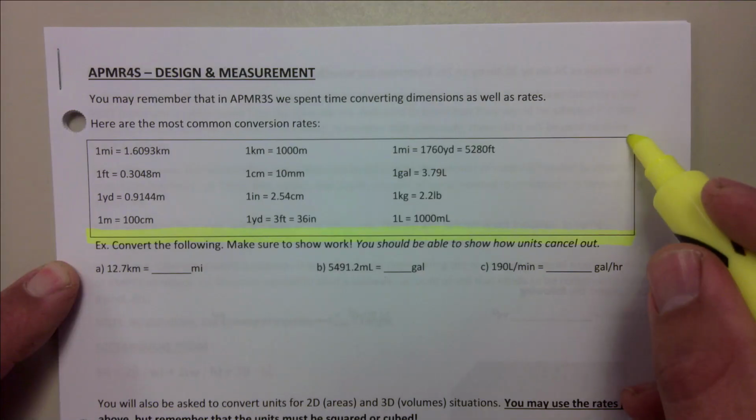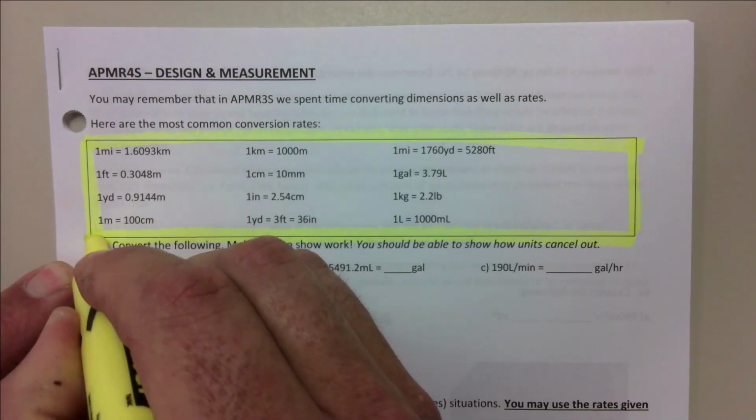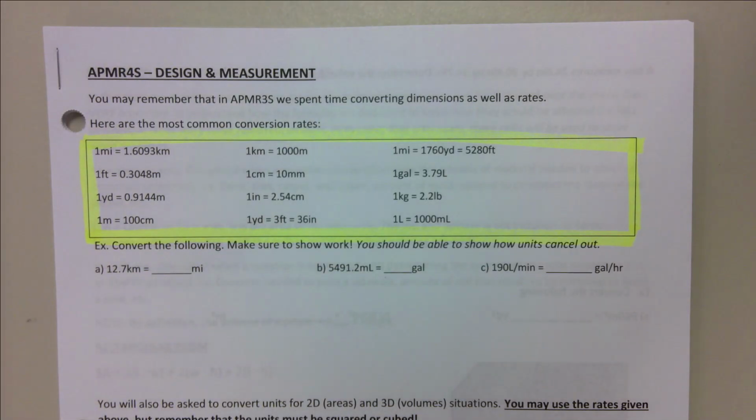The province usually does not give us any conversion rates. So to be safe, I would say you should all have these ones on your study sheet just in case. But can you make them really, really small? Like, don't use up too much of your study sheet for these ones.